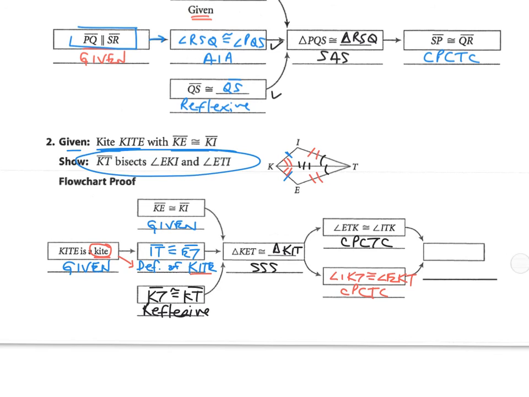And since both of those sets of angles are congruent to each other, that means that I can now go to this part, what I'm trying to show, and that is that KT bisects angle EKI and angle ETI. And my reason is because of my definition of an angle bisector. If you think about what an angle bisector does, an angle bisector cuts an angle into two congruent parts, and we showed that here and here by showing that those sets of angles are congruent.